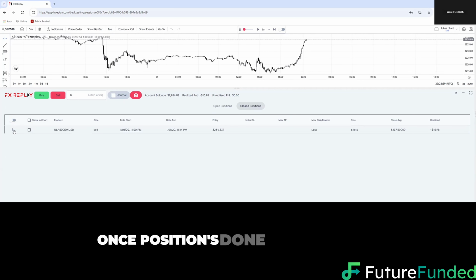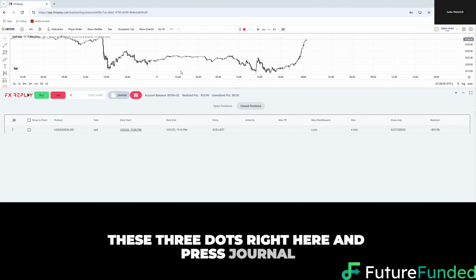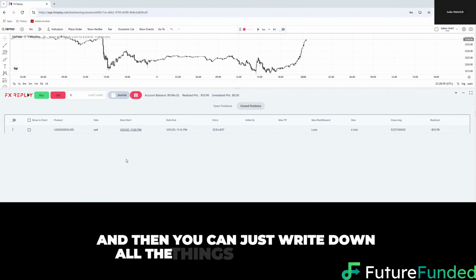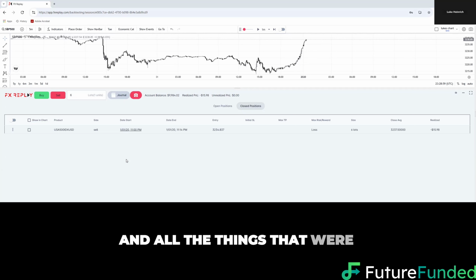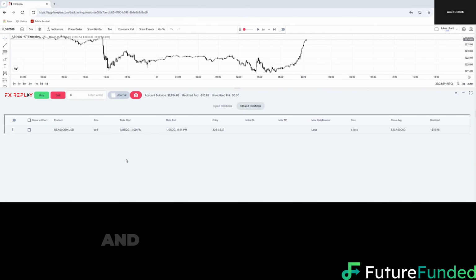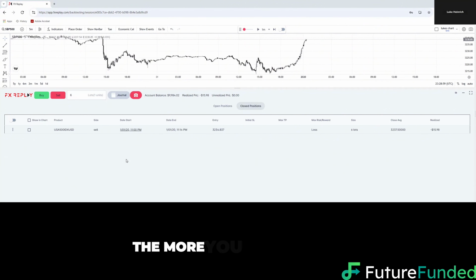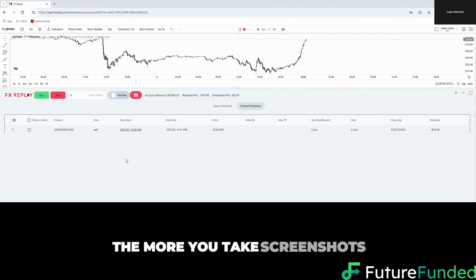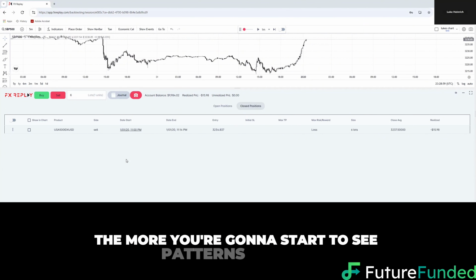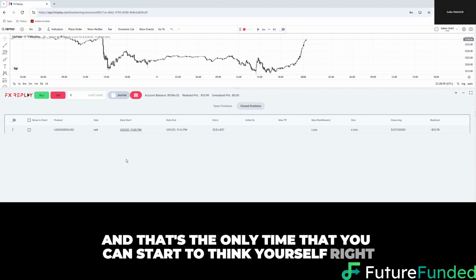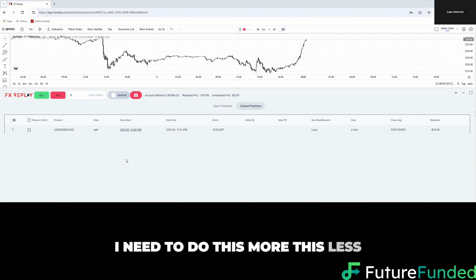As soon as you put the position in, you just go to close position. Once the position is done, you can click these 3 dots right here and press journal. You can come over here, take a screenshot, and then you can just write down all the things that were right and all the things that were wrong with this particular setup. And that's the only way you can look to improve, because let's face it, guys, the more you journal this, the more you take screenshots, the more you're going to start to see patterns develop of either good behaviors or bad behaviors. And that's the only time that you can start to think to yourself, right, I need to do this more, this less. Does that make sense?